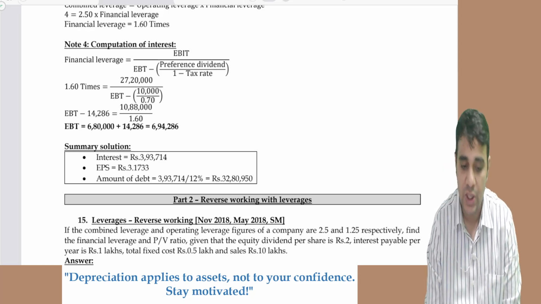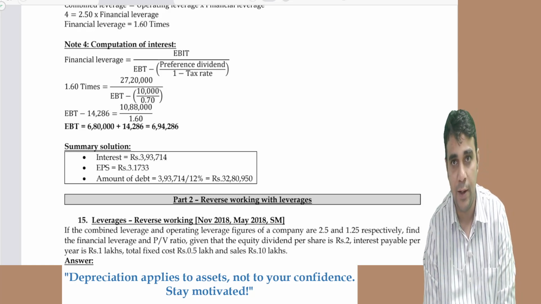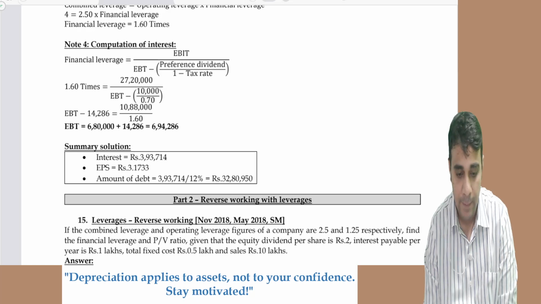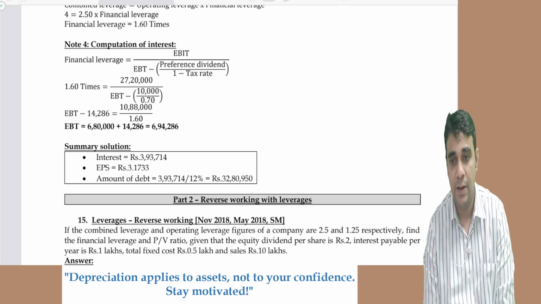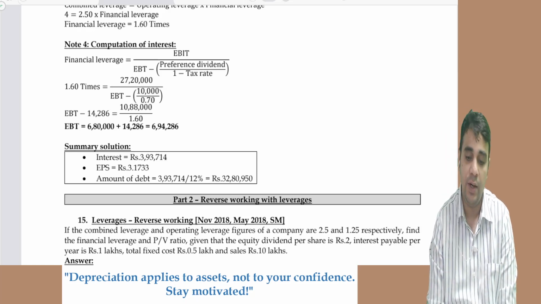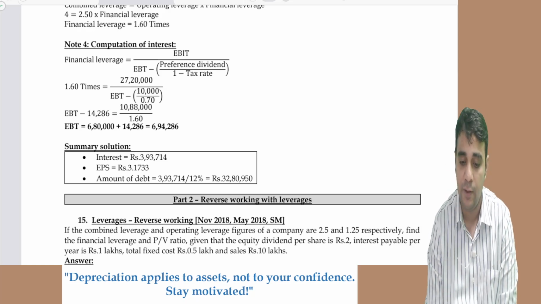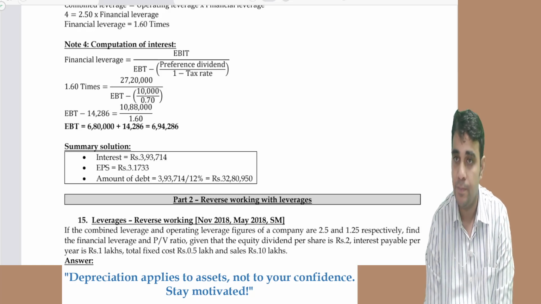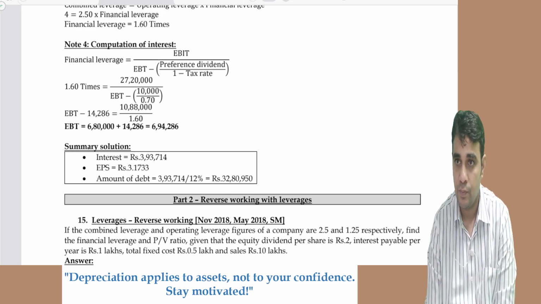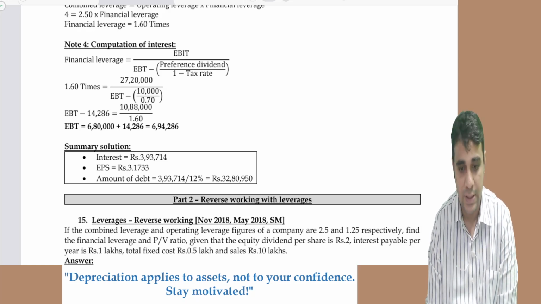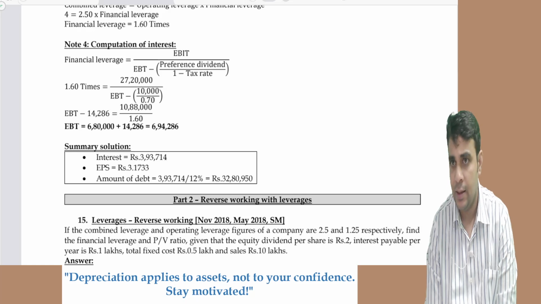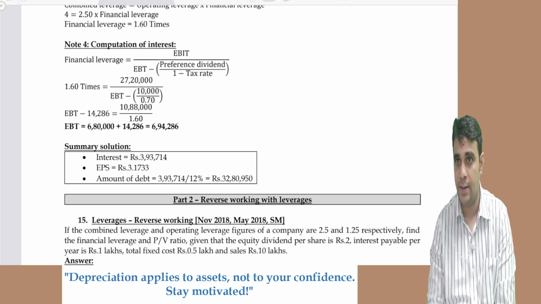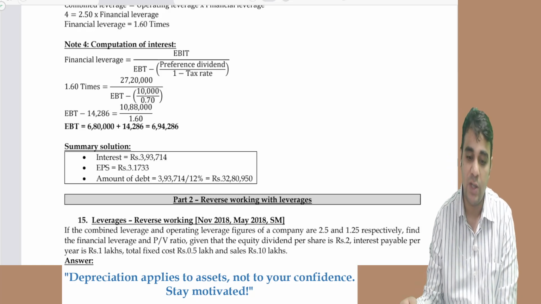Find the financial leverage. Financial leverage is easy to find. OL into FL is equal to CL, and the PV ratio. Given that the equity dividend is 2, interest is 1 lakh, fixed cost is 0.5, sales is 10 lakh. Is the tax rate given in the question? No. Let's do an income statement first, starting from sales till EBT. In the income statement, balancing figures will come. What is the balancing figure I want?